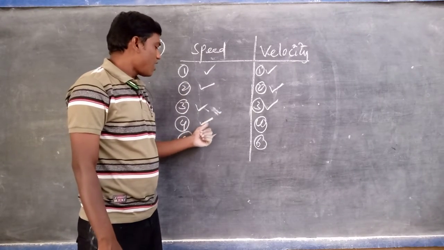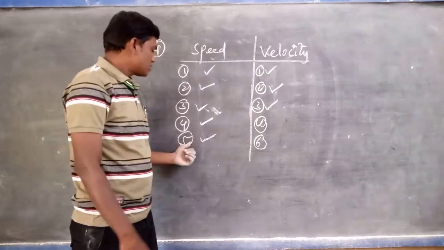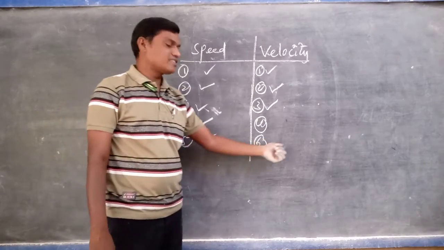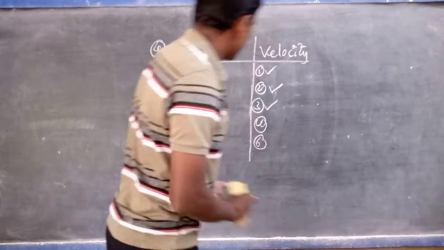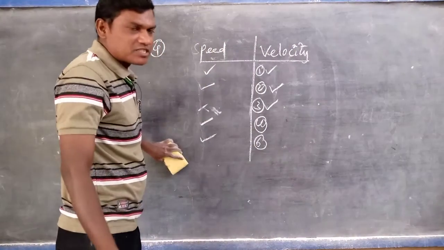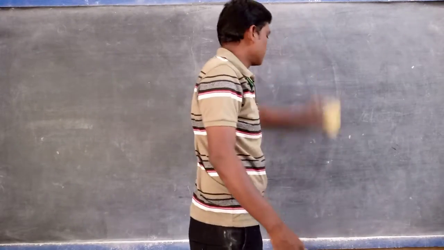Speed is always positive. Velocity may be positive or negative. Speed cannot be 0, but velocity can be 0. That is one. When the displacement is 0, velocity is also 0. Already we discussed this very clearly.